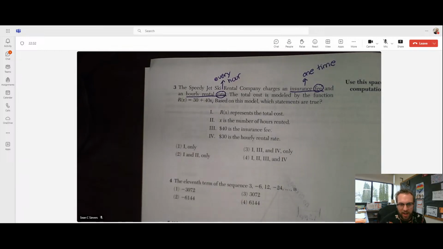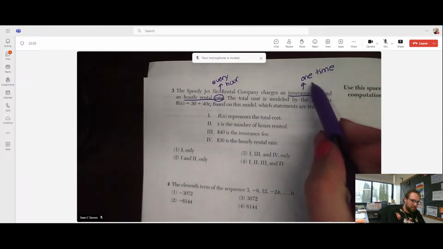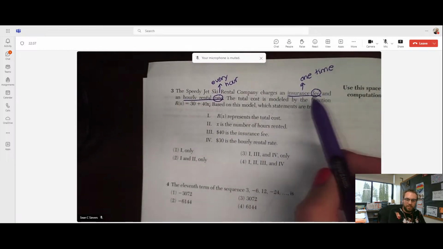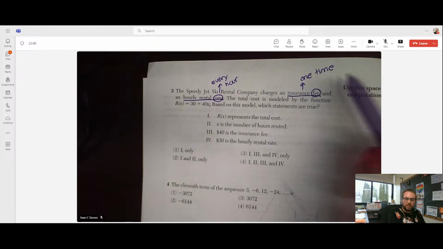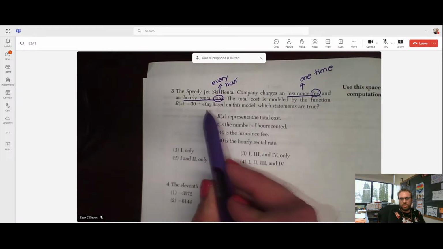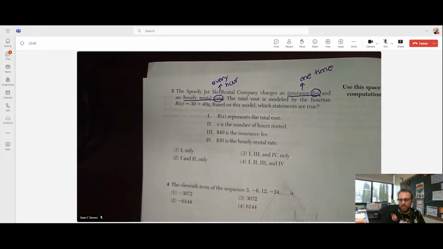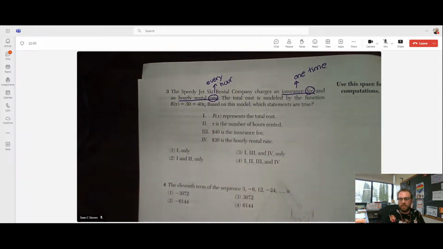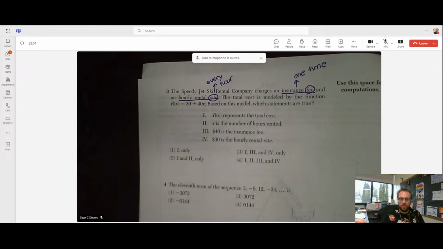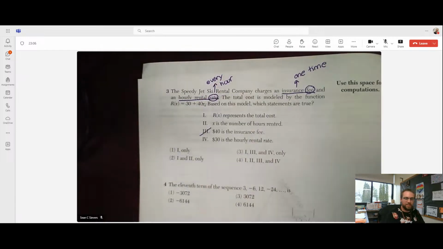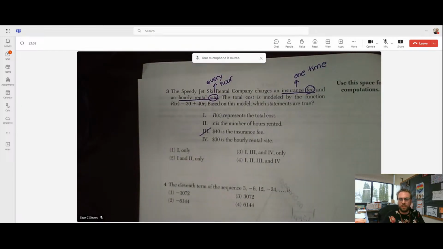George, you're struggling. Okay, so let's think about what this one-time fee is. The insurance fee happens one time. So which of these two values do you think is going to be the insurance fee? Go ahead and drop it in the chat, George. Is the 30 or the 40 going to be the insurance fee? It would be the 30, yeah, because that number was only added one time, right? So if 30 is the insurance fee, then obviously statement number 3 can't be true.